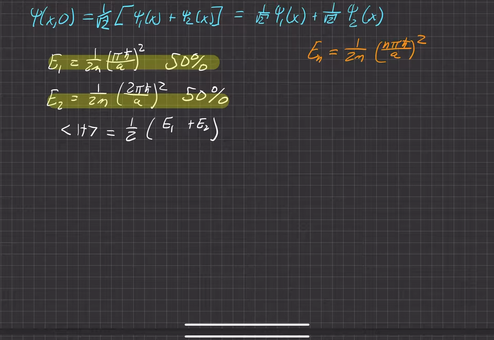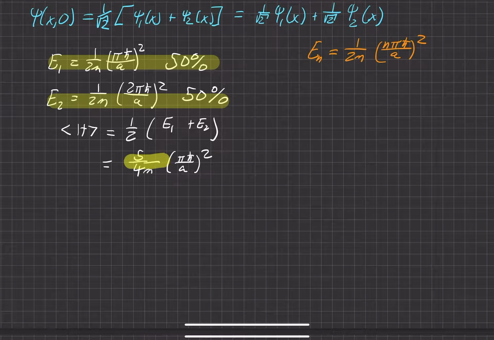If we found the average for that, it's just going to be 5 over 4 m times pi h over a squared. So that is the average value of the Hamiltonian that we would get. Again, if we measured the energy of this wave function over and over again and recorded the average of all those values, we would get this value here, which, of note, and this is a very good test question, is not actually a possible value that you can measure.